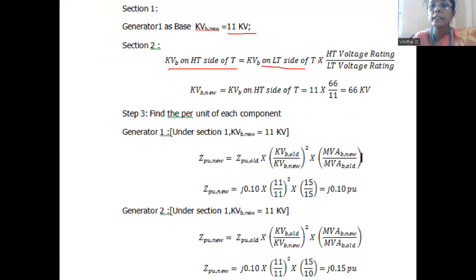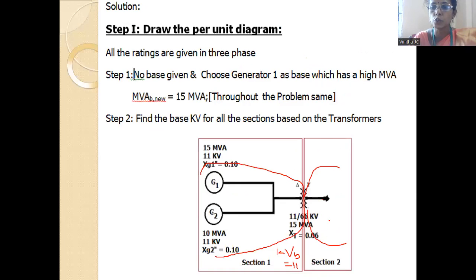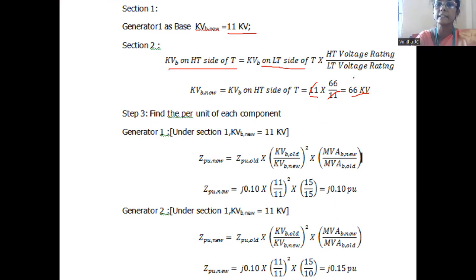Now here this kVB on LT side of transformer, the low tension side, is 11, and HT voltage rating divided by LT voltage rating of the particular transformer is 66 divided by 11. So here this 11 and this 11 get cancelled. So it is nothing but 66 kV. So this is the kVB new for section 2, that is equal to 66 kV. So for section 1 it is 11 kV, and for section 2 it is 66 kV.